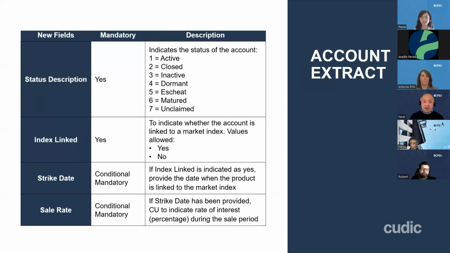We believe that including these data fields will help to ensure that QDIC will be able to accurately calculate the accrued interest for the index-linked products. However, we are looking to you, the experts of these products, to provide feedback during this consultation to determine if we have the necessary information to accurately determine the total payout amount for index-linked products. Next slide, please.